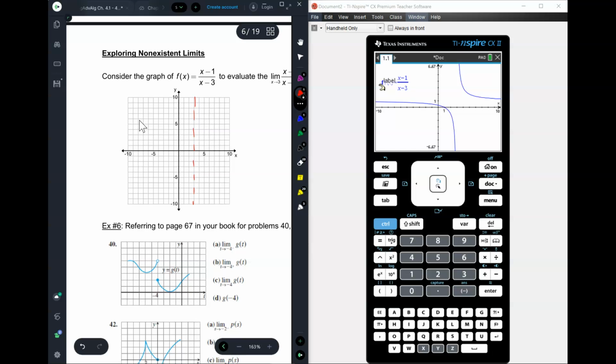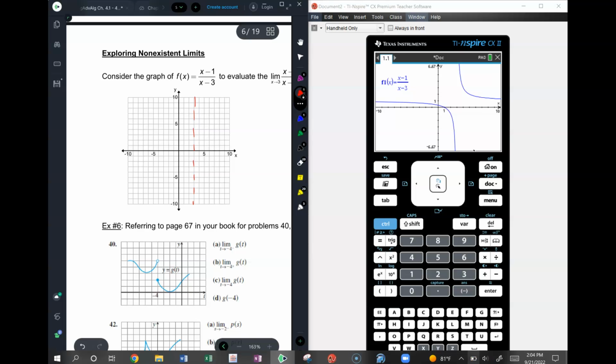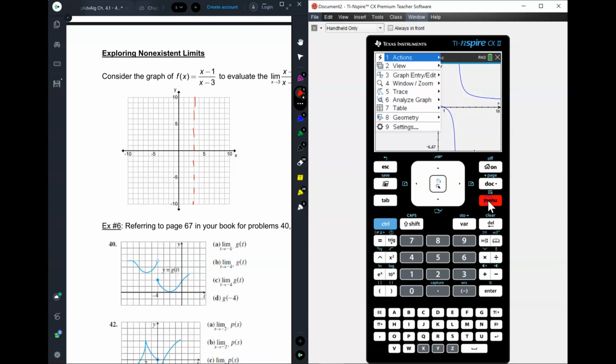Okay, now, the top here, you see that it's also approaching some sort of horizontal asymptote, right? And there's more than one way to find that. Let's do it by tracing.